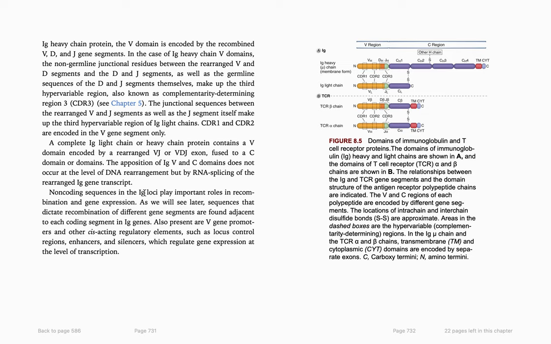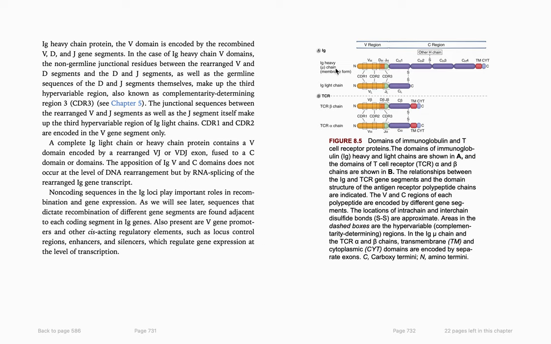The apposition of IG V and C domains does not occur at the level of DNA rearrangement, but by RNA splicing of the rearranged IG gene transcript. Non-coding sequences in the IG locus play an important role in recombination and gene expression. As we'll see later, sequences that direct recombination of different gene segments are found adjacent to each coding segment in IG genes. Also present are V gene promoters and other cis-acting regulatory elements, such as locus control region, enhancer and silencer, which regulate gene expression at the level of transcription.